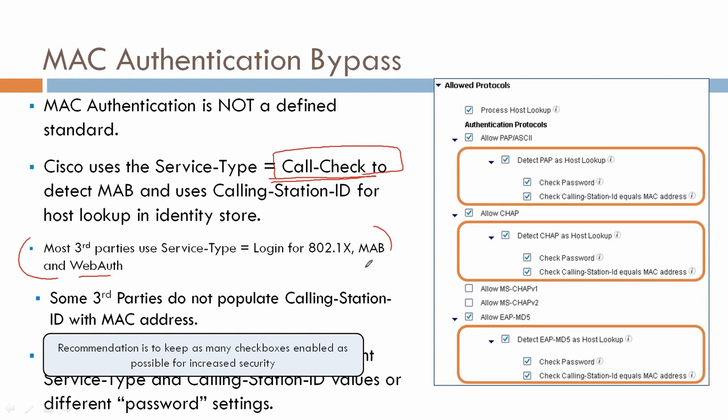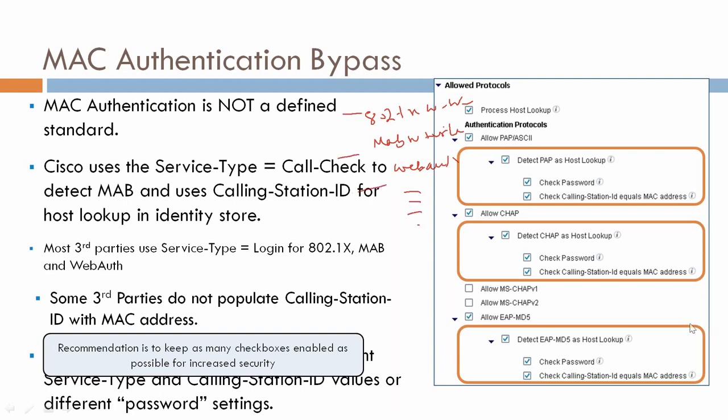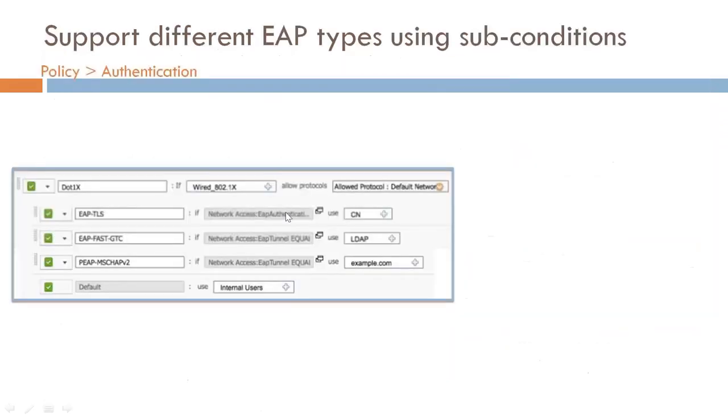Service type equal to Login for 802.1X; this is the third-party thing. But basically, the type of services you will create over ISE should be 802.1X wired or wireless, MAB wired or wireless, and web auth. You have so many others, but these three should be common: 802.1X, MAB, and web auth. The rest of the authentication policies you will create as it goes.